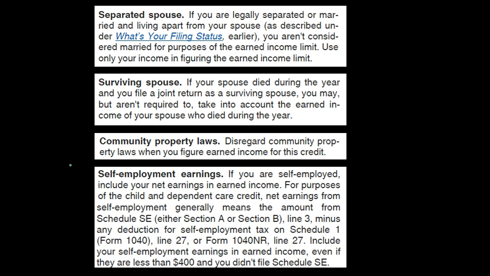Self-employment earnings. If you are self-employed, include your net earnings in earned income. For purposes of the child and dependent care credit, net earnings from self-employment generally means the amount from Schedule SE, either Schedule A or Schedule B, line 3, minus any deduction for self-employment tax on Schedule 1, Form 1040, line 27, Form 1040 NR, line 27. Include your self-employment earnings in earned income, even if they are less than $400 and you didn't file Schedule SE.